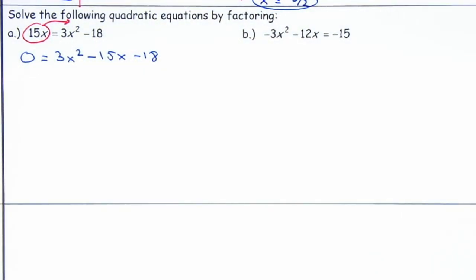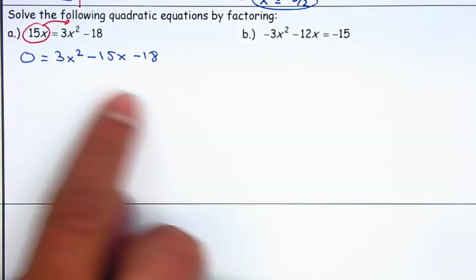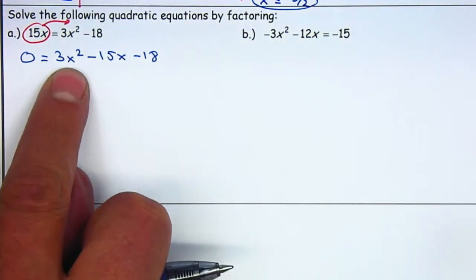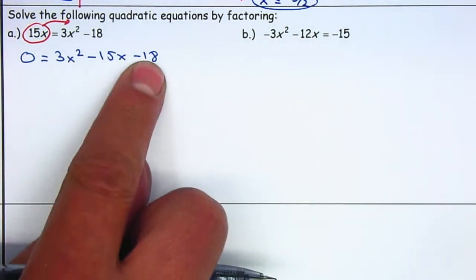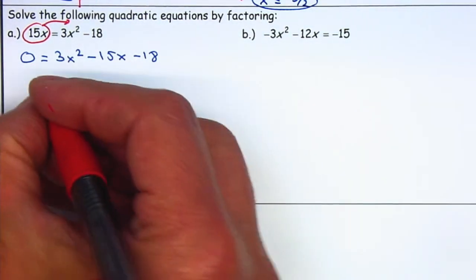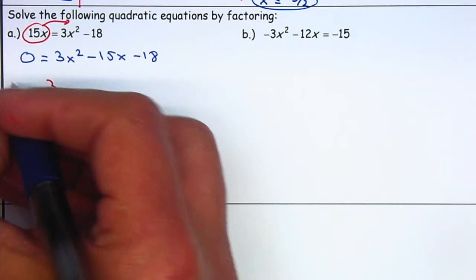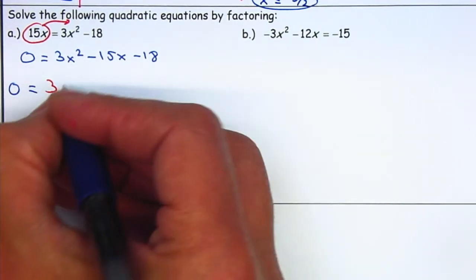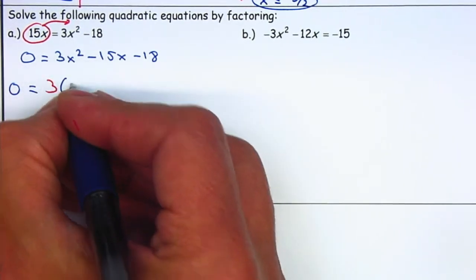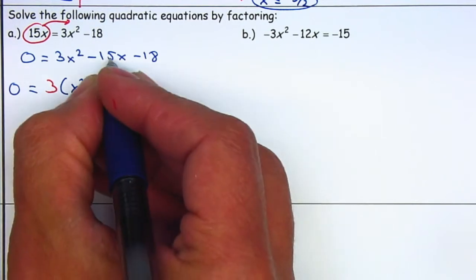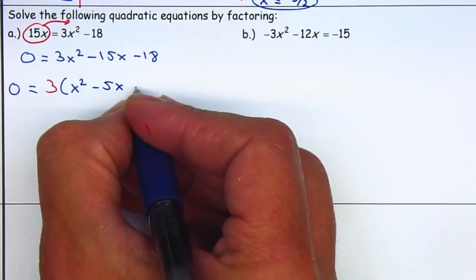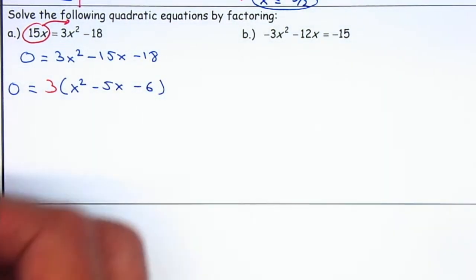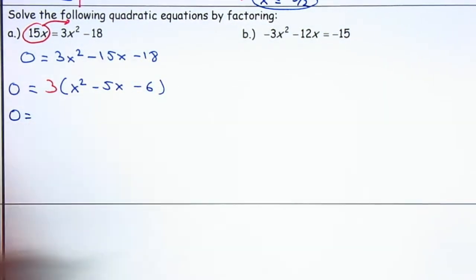So from here, don't do your double parenthesis yet. You want to take the common factor out. One number divides 3, 15, and 18: 3. So you have 0 is equal to 3 times... 3 times what will give me 3x squared? That will be x squared. 3 times what is 15x? Negative 5x. 3 times what will give me negative 18? Negative 6. So now I can factor this out.